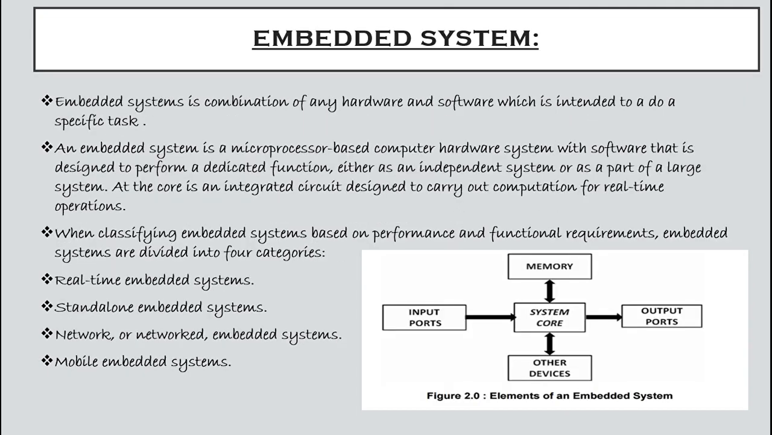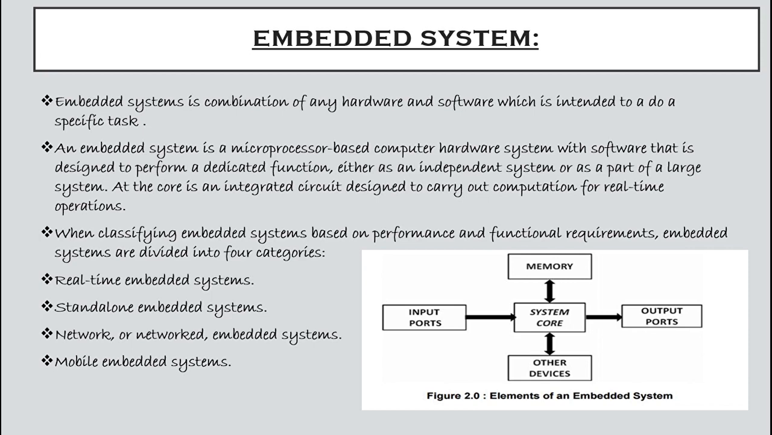Let's see what an embedded system is. An embedded system is a combination of hardware and software which is intended to do a specific task. The embedded system is a microprocessor-based computer hardware system with software that is designed to perform a dedicated function, either as an independent system or as a part of a larger system. At the core is an integrated circuit designed to carry out real-time computation operations.